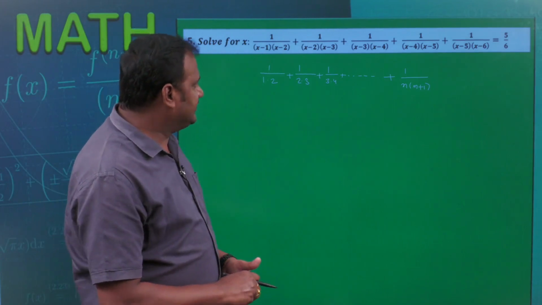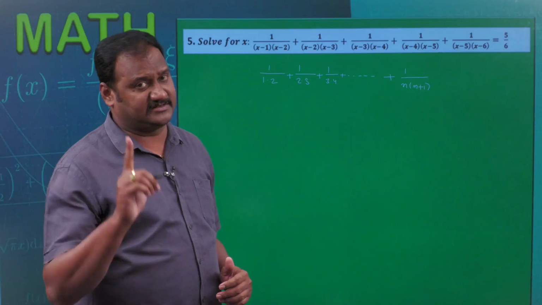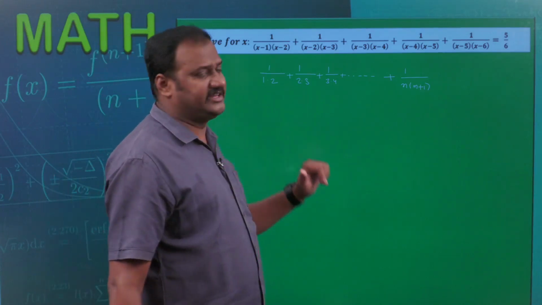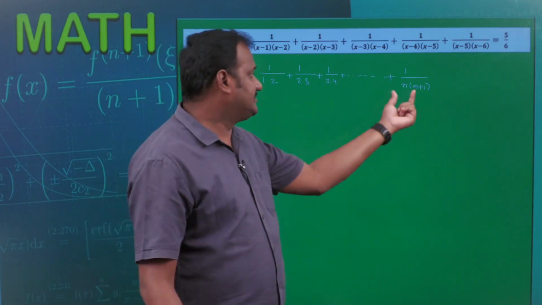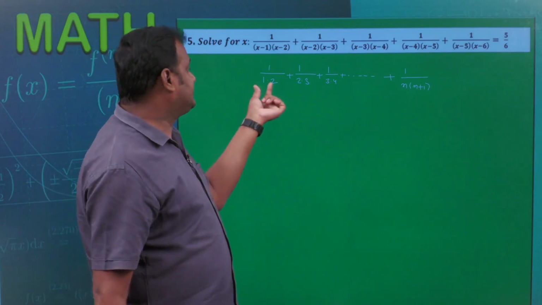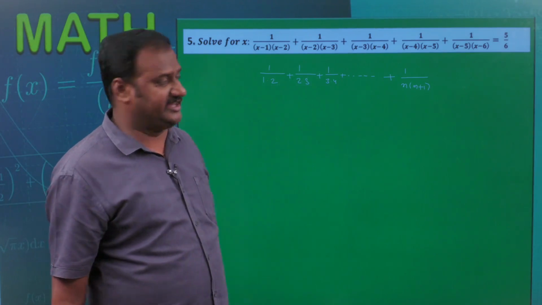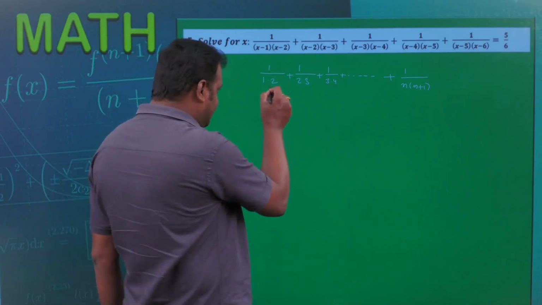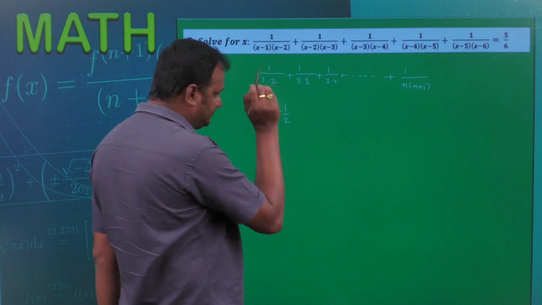In order to solve this, 1 by 1 into 2. 1, 2. What is the difference? 1 is the only difference. 2, 3, again 1 is the only difference. 3, 4, 1 is the difference. n, n plus 1, 1 is the only difference. If the difference of the terms of the denominator is 1 and all the numerators are the same, then I can write this as 1 divided by 1 minus 1 divided by 2.